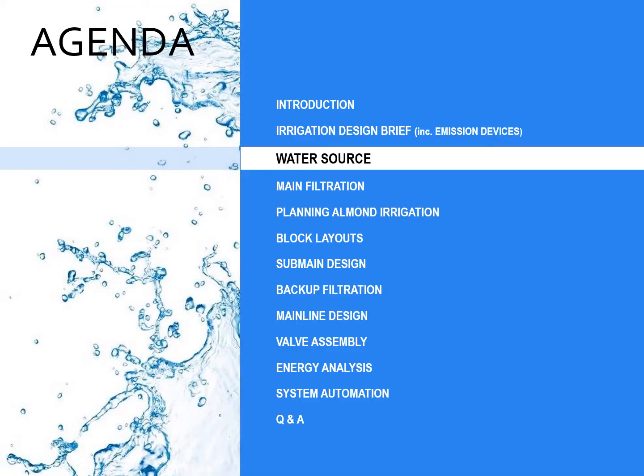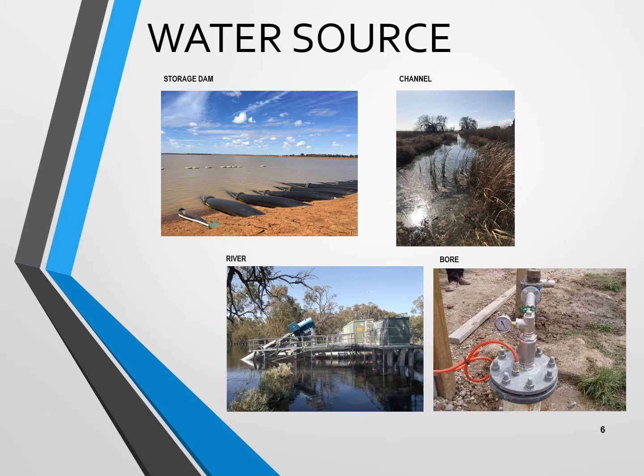Water source or supplies. In Australia, we have four main types of water supplies: storage dams, channels, rivers, and bores. Each of these supplies or sources have their positives and negatives, but an efficient, healthy irrigation system can be designed with any one of these sources with the right technologies and practices.